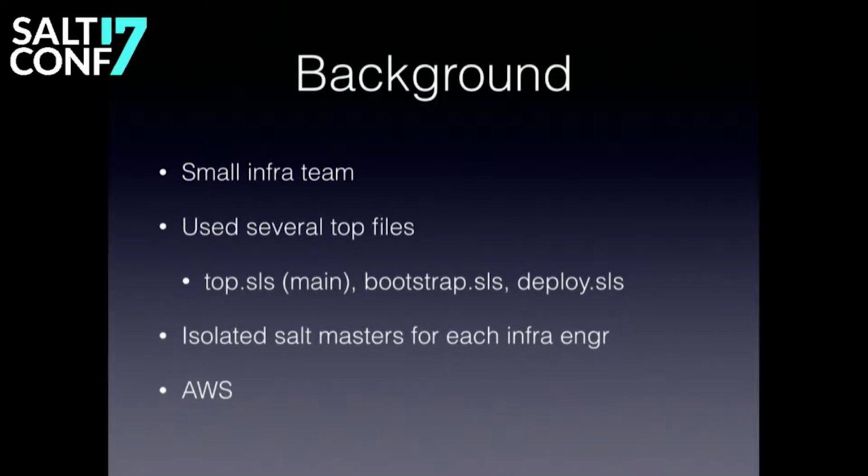Next, everybody in my team had a dedicated Salt master that was completely isolated for them to test changes and to test new code. We used AWS. Specifically what this meant is we had a separate AWS account. So the chance of bleed over between even development and these testing boxes was almost zero.